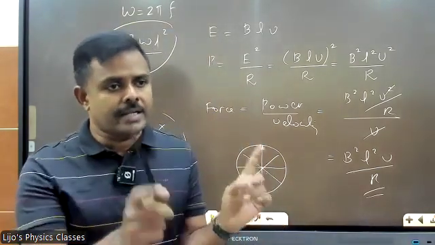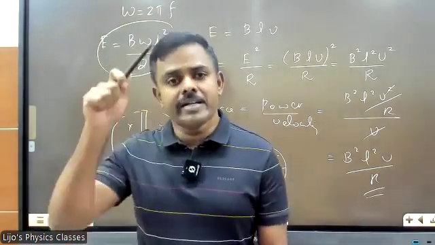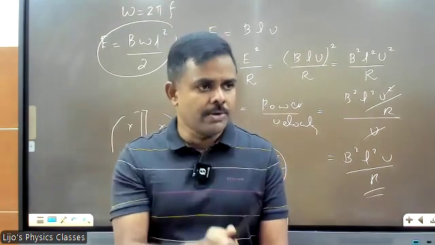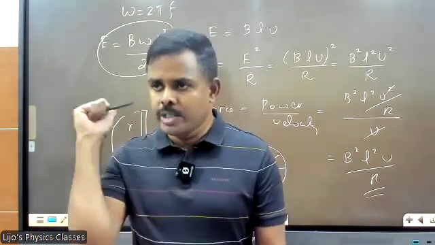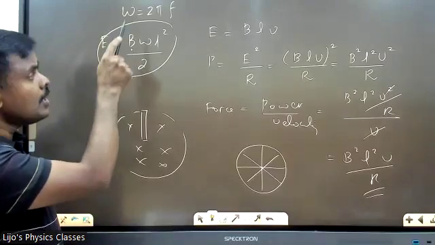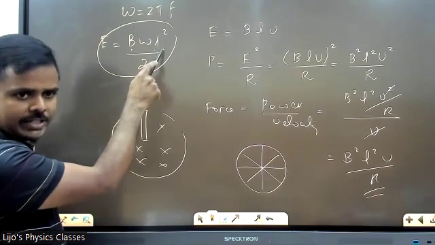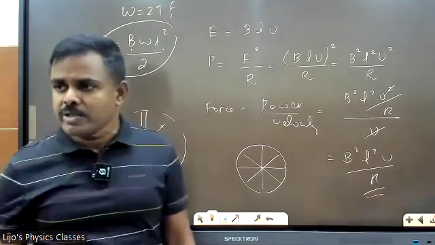It is an important question there in the reader. B omega L square by 2. In fact, it is the most important derivation, most important numerical. B is the magnetic field strength. Omega is called angular frequency. L is the length of the conductor. And a frequently asked question is this.